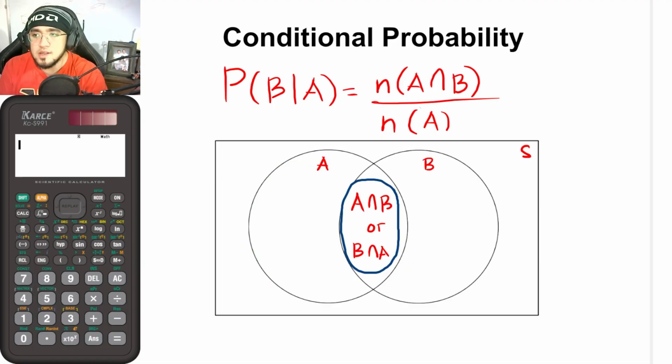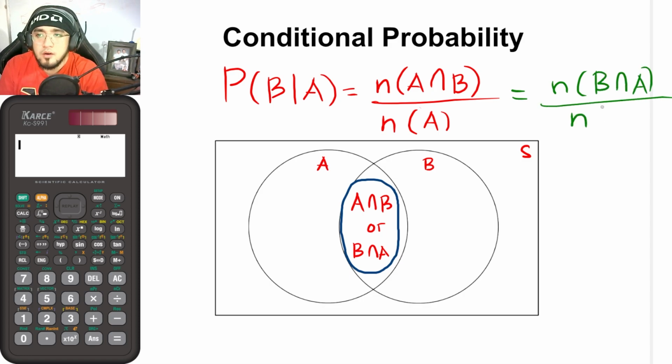Once again, this is now our equation. And since the intersection of A and B is also equal to the intersection of B and A, this can also be rewritten as the number of the intersection of B and A divided by the number of event A.